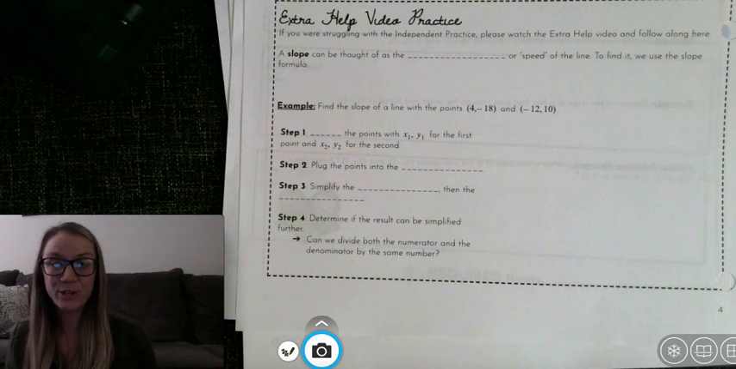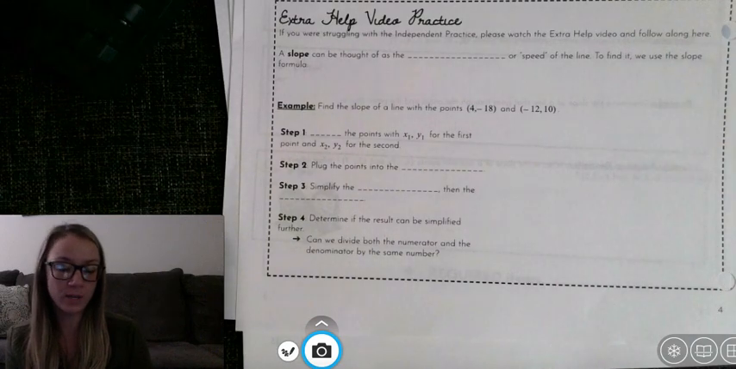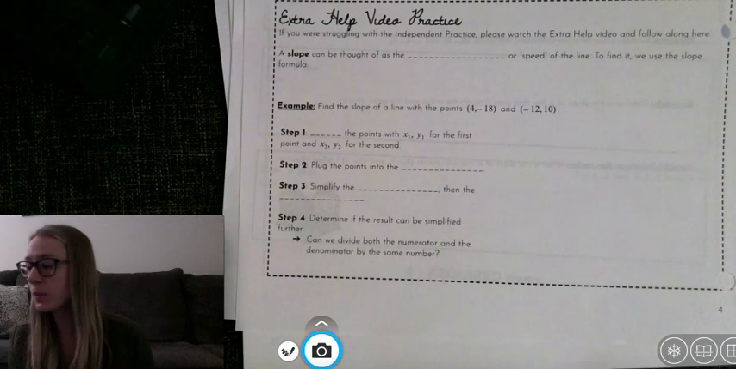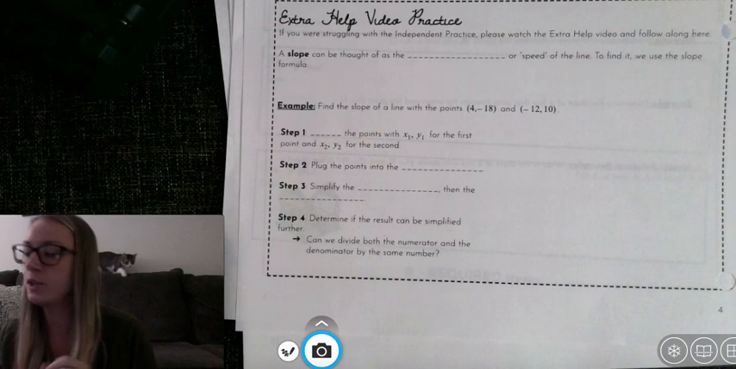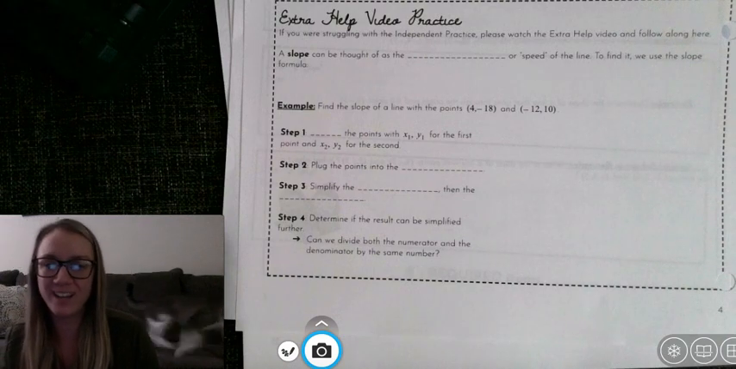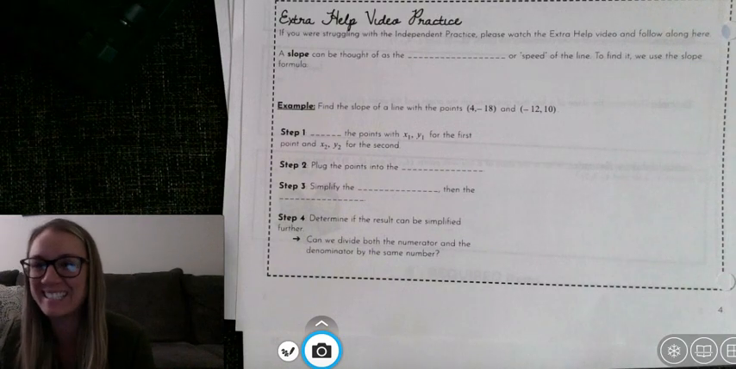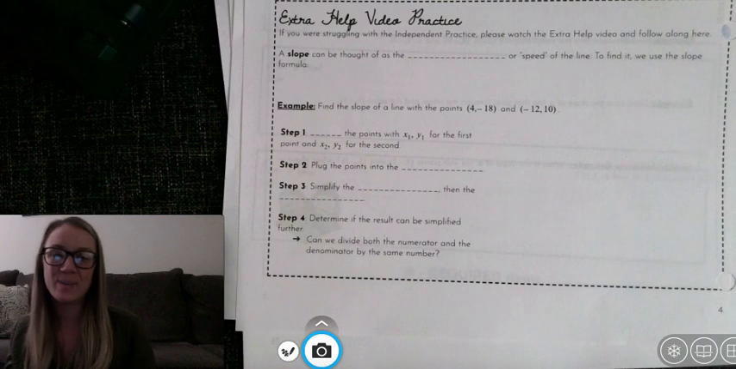Hi guys, we're going to go through the extra help portion for this learning target. So we're on page 4, we're looking at 2.2.1, and we're going to just go through this. If you were struggling with the independent practice, then it would be helpful to do this.